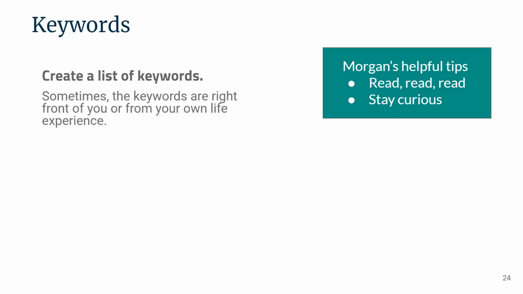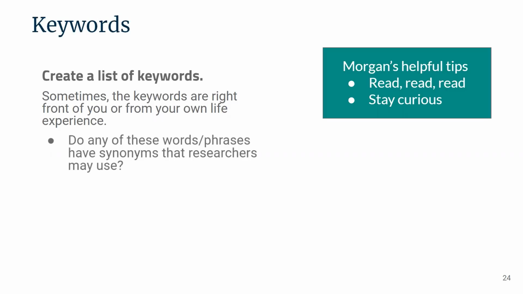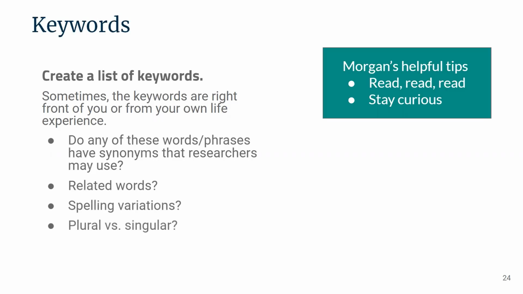So sometimes the keywords are right in front of you. So you might think about keywords from your own life, especially if you know a little bit about the topic. But you can think of any words or phrases that might be synonyms of those keywords, any words or phrases that you think researchers might use, related words, spelling variations, plural versus singular, or even brand names.